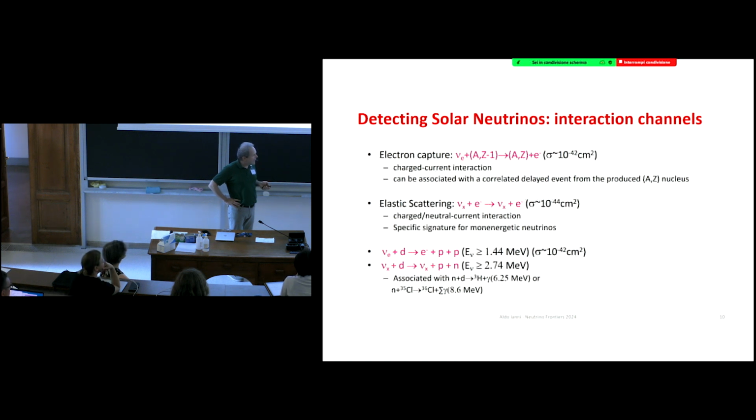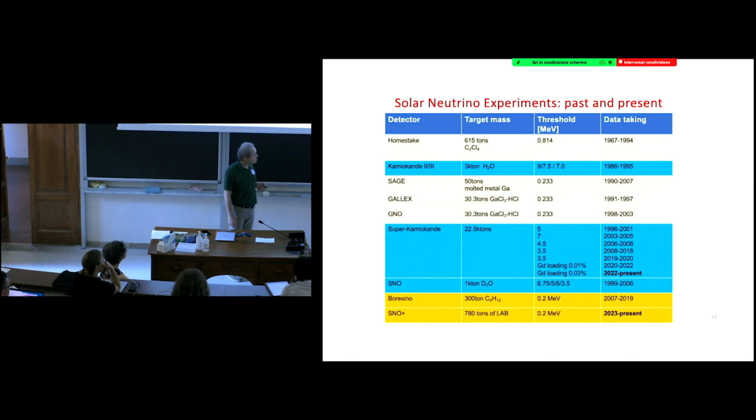So this was a great idea, exploited, as a matter of fact, as I will show you, in SNO, the heavy water Cherenkov detector. This is a list of past and present experiments, and this list goes over the last 56 years, with different techniques. The color code here, as a matter of fact, is the following.